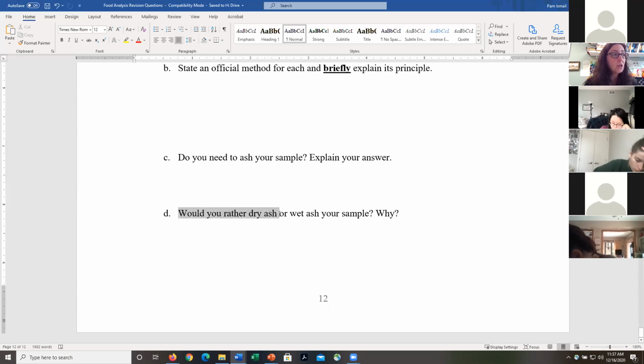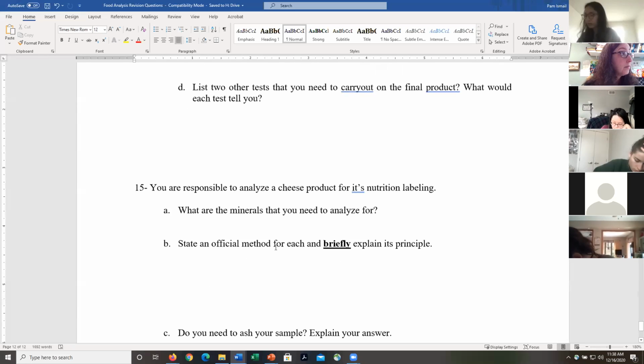So you need the total ash and the total moisture content. You would do dry ashing to get the total ash. You would do wet ashing if you're analyzing for any volatile mineral. And that's the end of that.